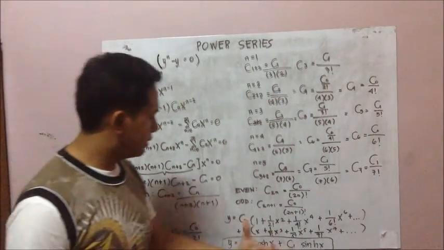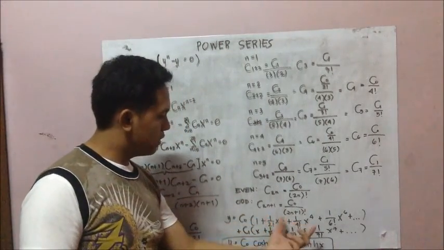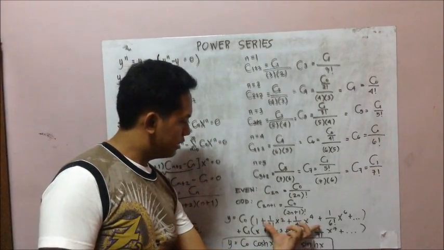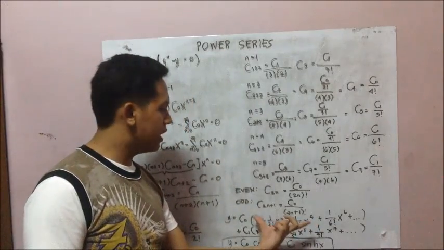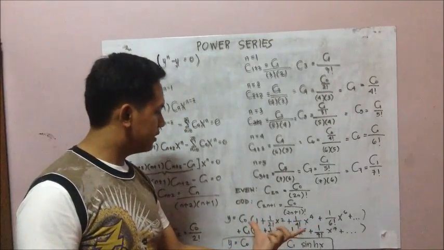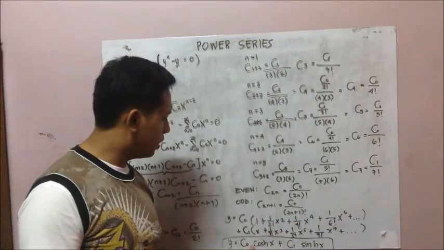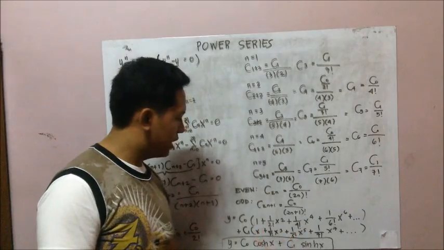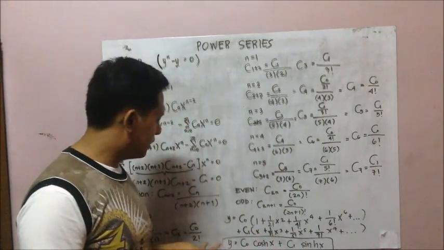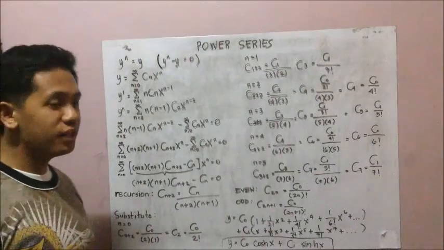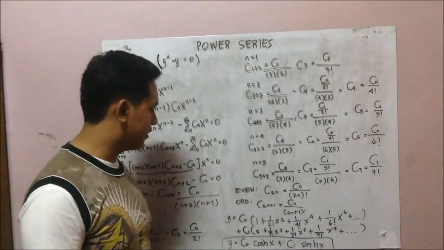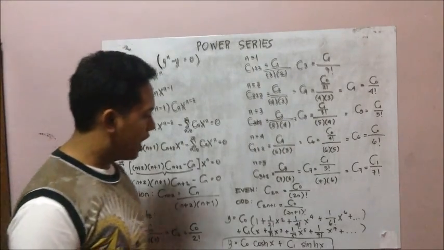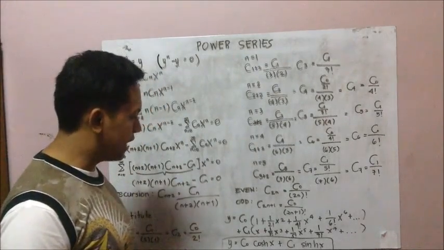So, notice that our series expansion here is similar to the Taylor series that we obtained from the hyperbolic cosine, and also here, the Taylor series that we obtained from hyperbolic sine. So the solution to our differential equation using the power series method is y is equal to c sub 0 hyperbolic cosine x plus c sub 1 hyperbolic sine x.